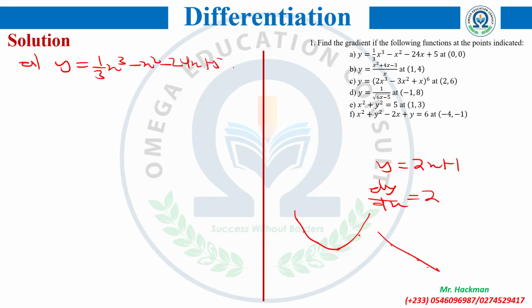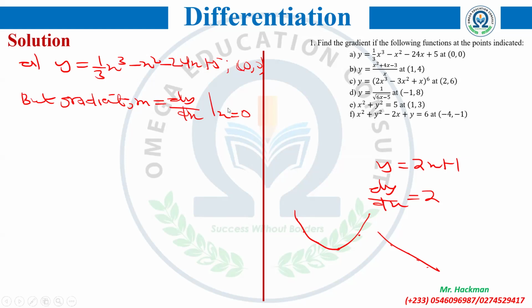So I've been given y is equal to 1 over 3 x cubed minus x squared minus 24x plus 5. And I'm finding the gradient at what? The point (0, 0). So I've been given this and that. So I know that the gradient, maybe m, is equal to dy/dx of this function evaluated at the x value, the x coordinate. So that will give you x is equal to 0.